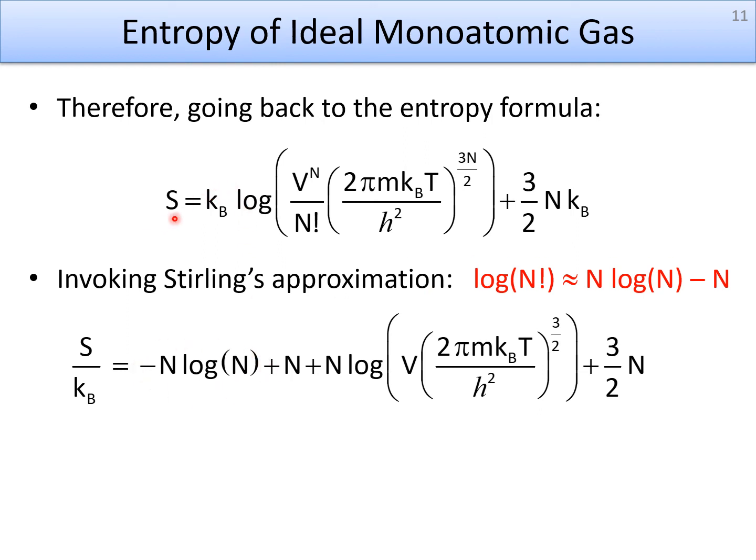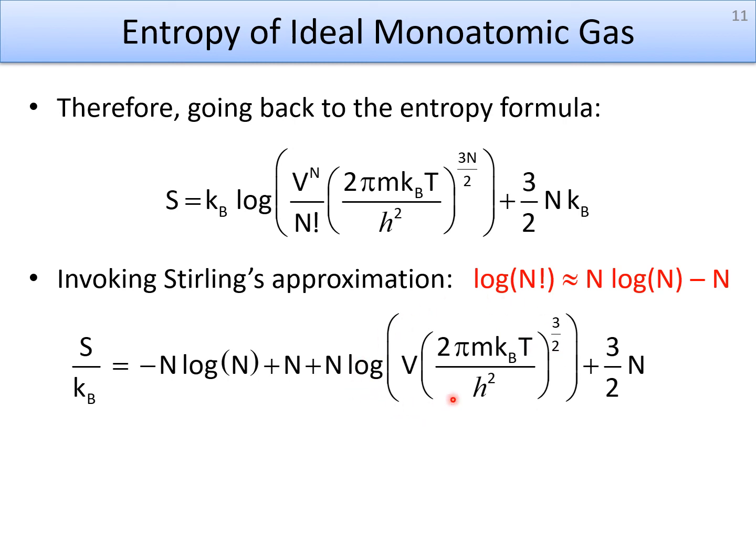kB, we have taken it to the left-hand side. We divide this term and this term by kB. So I have a minus n log n plus n, right? Because of the minus sign, because this appears in the denominator, plus n times all of this thing over here.